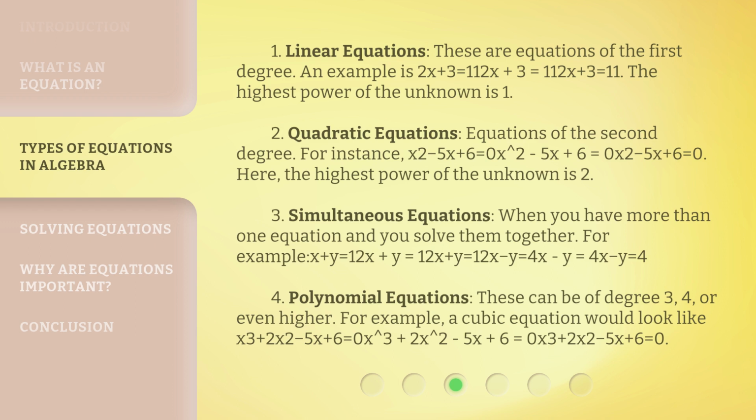4. Polynomial equations. These can be of degree 3, 4, or even higher. For example, a cubic equation would look like x^3 + 2x^2 - 5x + 6 = 0.